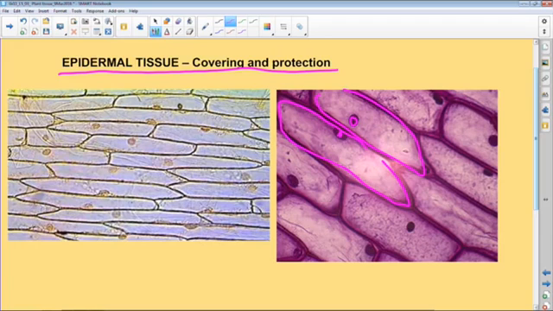Have a look at the color. They are not green, they are colorless, so they do not photosynthesize. Also look at each other. The walls are nice and thin. Can you see? The walls are thin. And they fit against each other perfectly. It wouldn't be very good if my skin only covered certain parts and not others. So what must an epidermis do? The cells must fit exactly against each other so that I've got this protection.